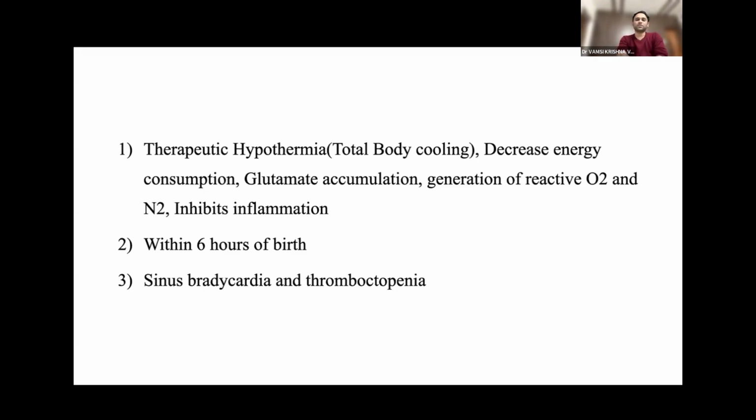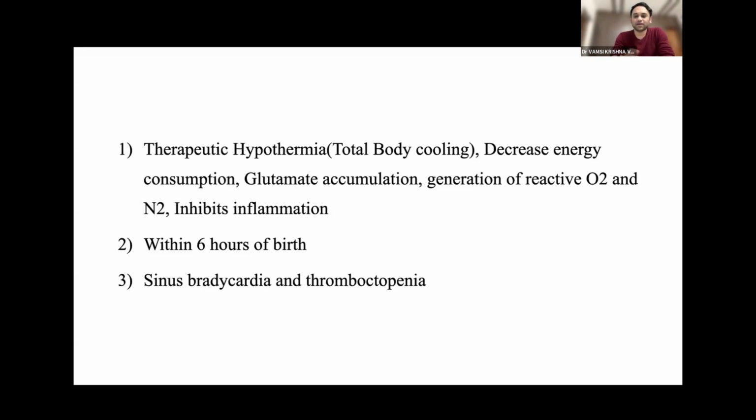And the most common side effects associated with the cooling are sinus bradycardia, which doesn't affect the cardiac output, and thrombocytopenia. That is why, in therapeutic hypothermia, we need to monitor the platelets. Along with thrombocytopenia, the baby also might have platelet dysfunction. So we need to maintain the platelet count beyond 1 lakh.